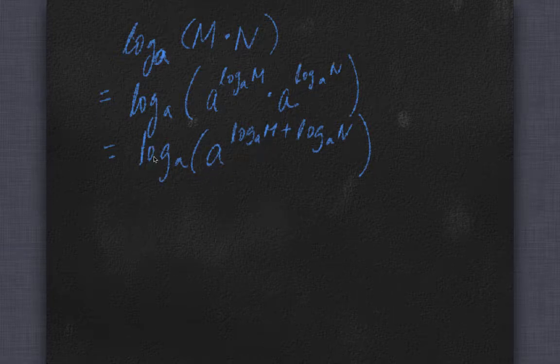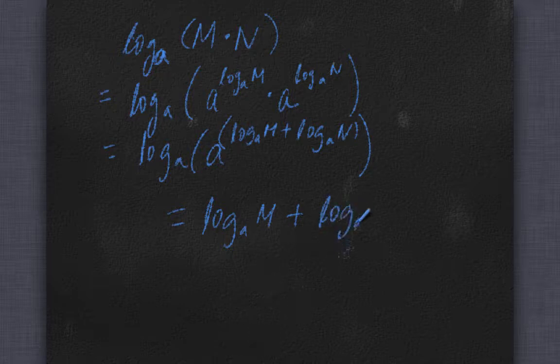So now I've got log sub A of A to the something, and the something's a mess, but it doesn't matter. These cancel each other. Log sub A of A to the is whatever is after the word the. So this is equal to log sub A of m plus log sub A of n. So log sub A of the product is log sub A of one plus log sub A of the other. And it's because a log is an exponent, and if you do a product, you add the exponents.